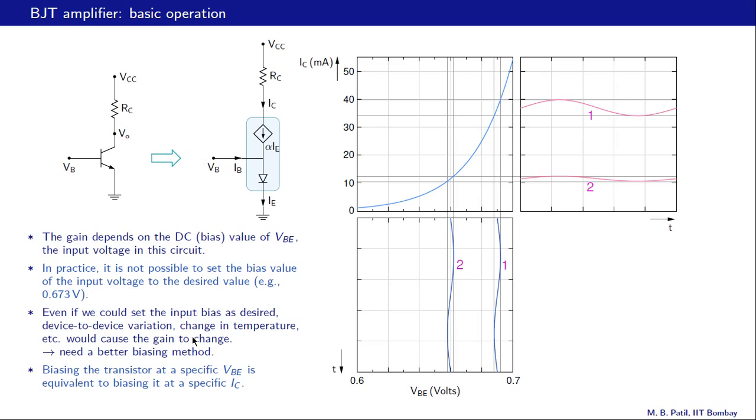Similarly, if there is a change in temperature, for example, you are expecting the circuit to operate at 25 degrees and it's actually operating at 40 degrees, then what happens? Then this curve is going to shift. It turns out that at higher temperatures this shift will be in that direction. And once again, because of that, the same input voltage will now result in some other IC of t. And that is why, even if we could set this input bias exactly as we wanted, there is still a problem, calling for a better biasing method.